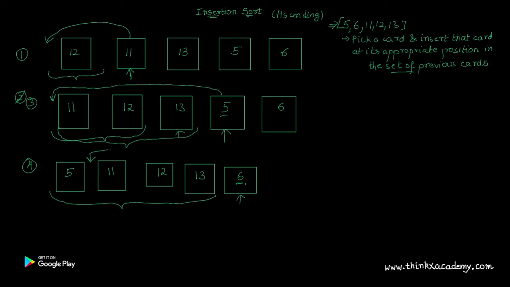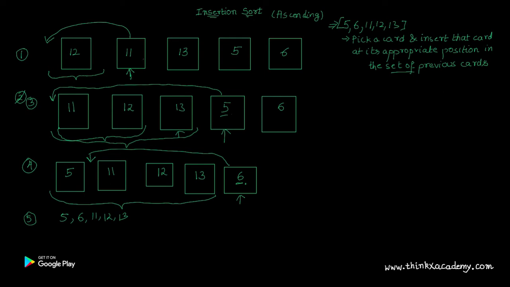So I will just pick this card and I will place it here. So in the fifth step, we will get the sorted array, or the cards that we have is sorted now. So this is the basic idea behind the insertion sort.